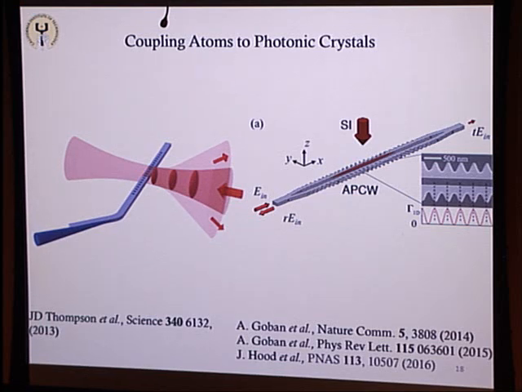There have been two approaches that have really tried to couple atoms to nanophotonic structures in the past. One is an experiment done in Misha Lukin's group at Harvard, where they take a tweezer and place a single atom really close to a photonic crystal cavity, and they're able to do this pretty deterministically and achieve a strong coupling regime to this structure.